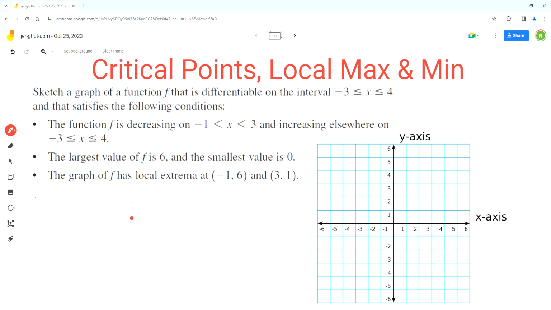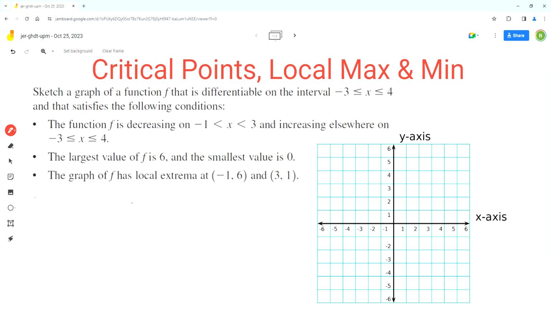So in this video, we'll solve this problem using the concepts of derivatives. As per the problem, sketch a graph of a function f that is differentiable on the interval -3 to 4 and that satisfies the following conditions. The function f is decreasing on the interval from -1 to 3 and increasing elsewhere on the interval -3 to 4. The largest value of f is 6 and the smallest value is 0. The graph of f has local extrema at (-1, 6) and (3, 1).